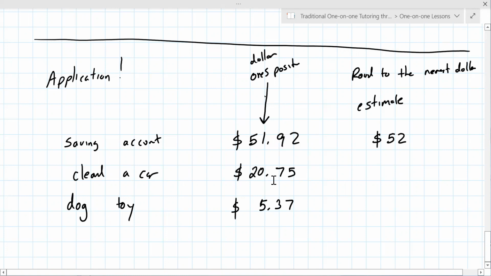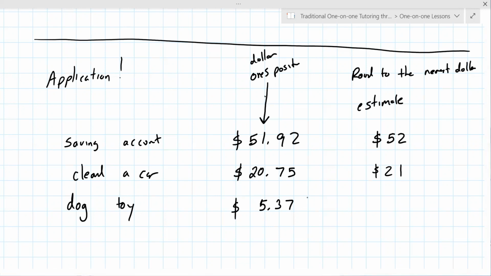Mm-hmm. Okay. Let's look at the next one. If you round $20.75 to the nearest dollar, that 0 is either going to go up or stay the same. That 7, does that cause it to round up or down? Up. So what does the 0 go to if you round up? 1. Goes to 21. Yes. Now, in the ones position, what number is in the ones position for the dog toy? 5.37. When you look at that, does the 3 cause you to round up? No. That's right. It rounds down to just $5.